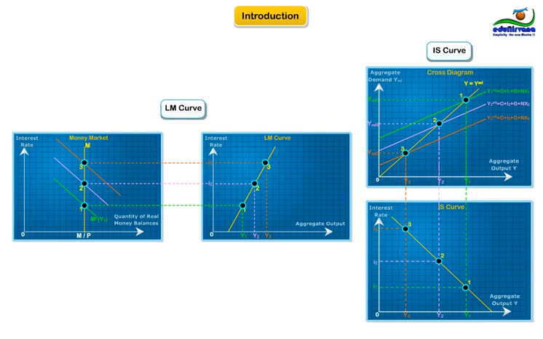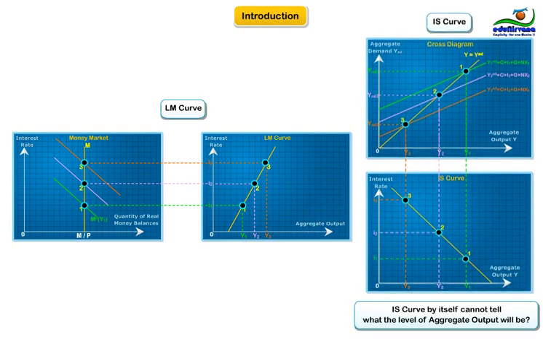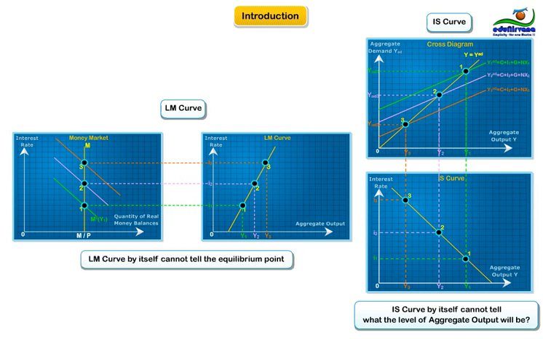Furthermore, just as a demand curve alone cannot tell us the quantity of goods sold in a market, the IS curve by itself cannot tell us what the level of aggregate output will be, because the interest rate is still unknown. Similarly, just as the supply curve alone cannot tell us the quantity of goods sold in the market, the LM curve by itself cannot tell us the equilibrium point.